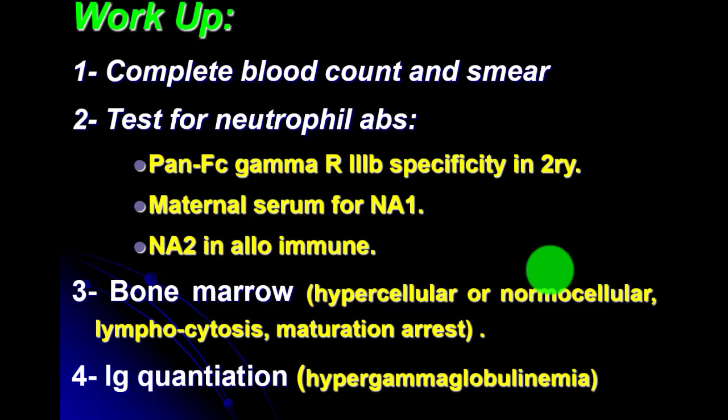Complete blood count and smear. Test for neutrophil antibodies, Fc gamma specific in secondary. Maternal serum for NA1, NA2 is in alloimmune. Bone marrow hypercellular and non-cellular, lymphocytosis, maturation arrest, Ig quantitation, hypergammaglobulinemia.